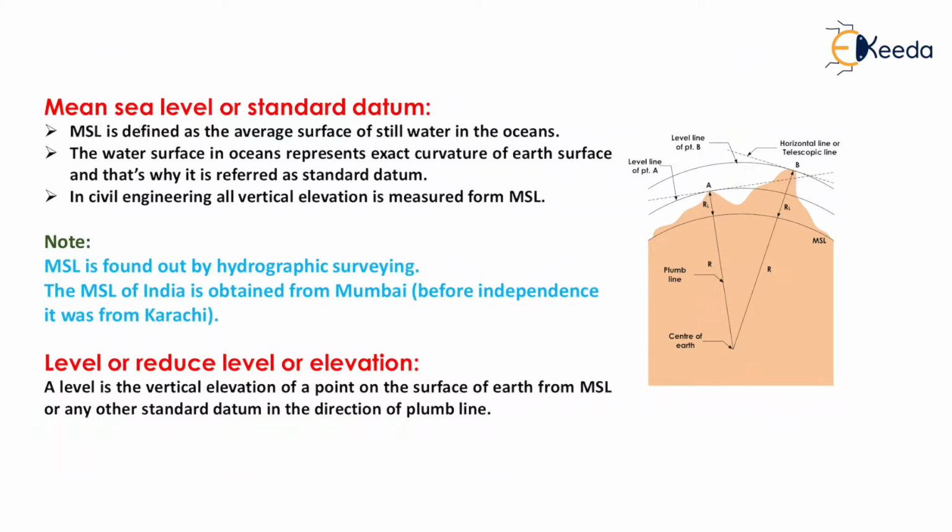Now the next one is the mean sea level or standard datum. Mean sea level is defined as the average surface of still water in the ocean or sea. The average surface of still water means the water which is stagnant in the ocean or sea is known as still water. The average surface of still water in the ocean or sea will represent nothing but the mean sea level, which is shown here by this line.